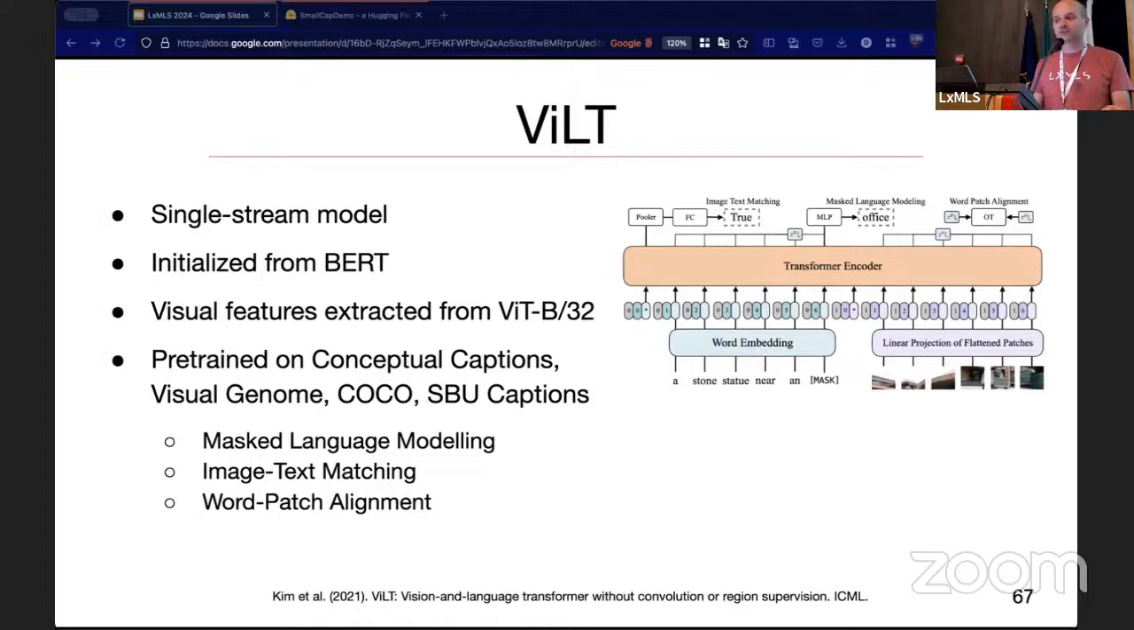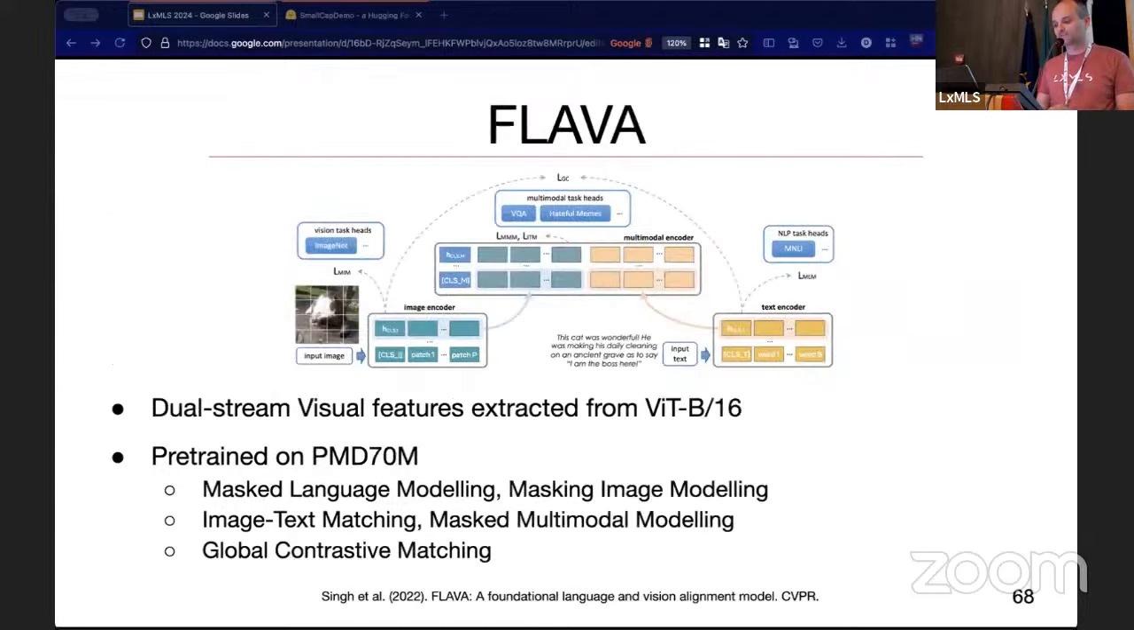And once again, the tasks are quite familiar from the previous model. We have masked language modeling, the image text matching, and then they had a word patch alignment objective where they tried to perform optimal transport between these different representations.